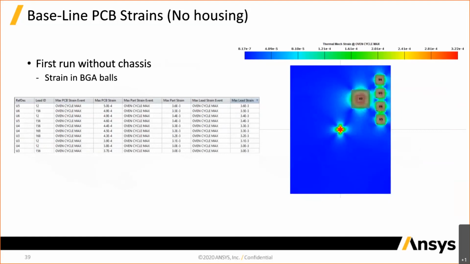without the chassis first. And from there, we'll get the lead strains with the board just totally free to move with the temperature. So these strains are really from the board and the part. Baseline strains. And I do this in Sherlock.